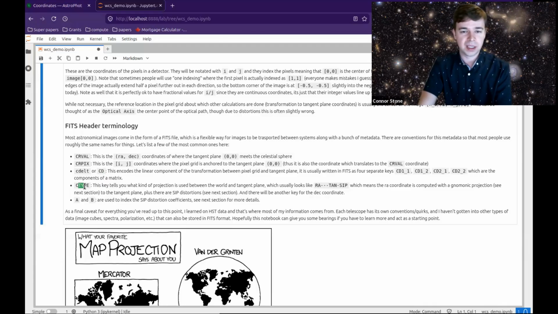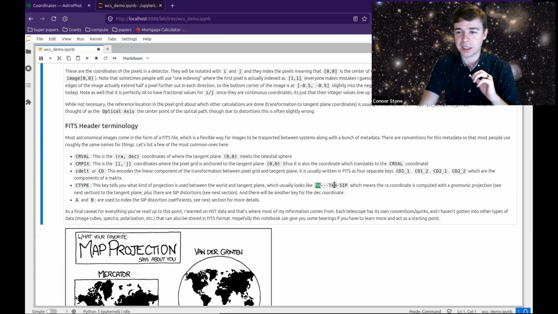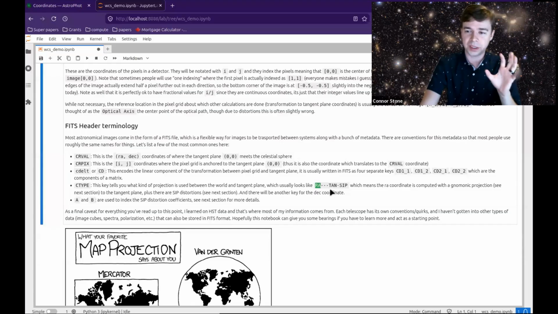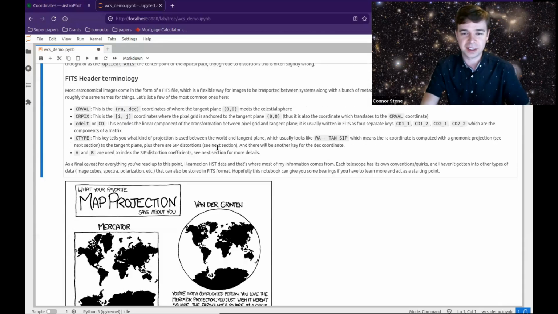And then CTYPE is an indicator that can tell readers what type of transformation is connecting these pixels to the tangent plane. So a key, something like RA tan SIP, means for the RA coordinate, we use a tangent plane projection and SIP distortions on top of that between the pixels and the tangent plane. We'll get into the SIP distortions in a second.